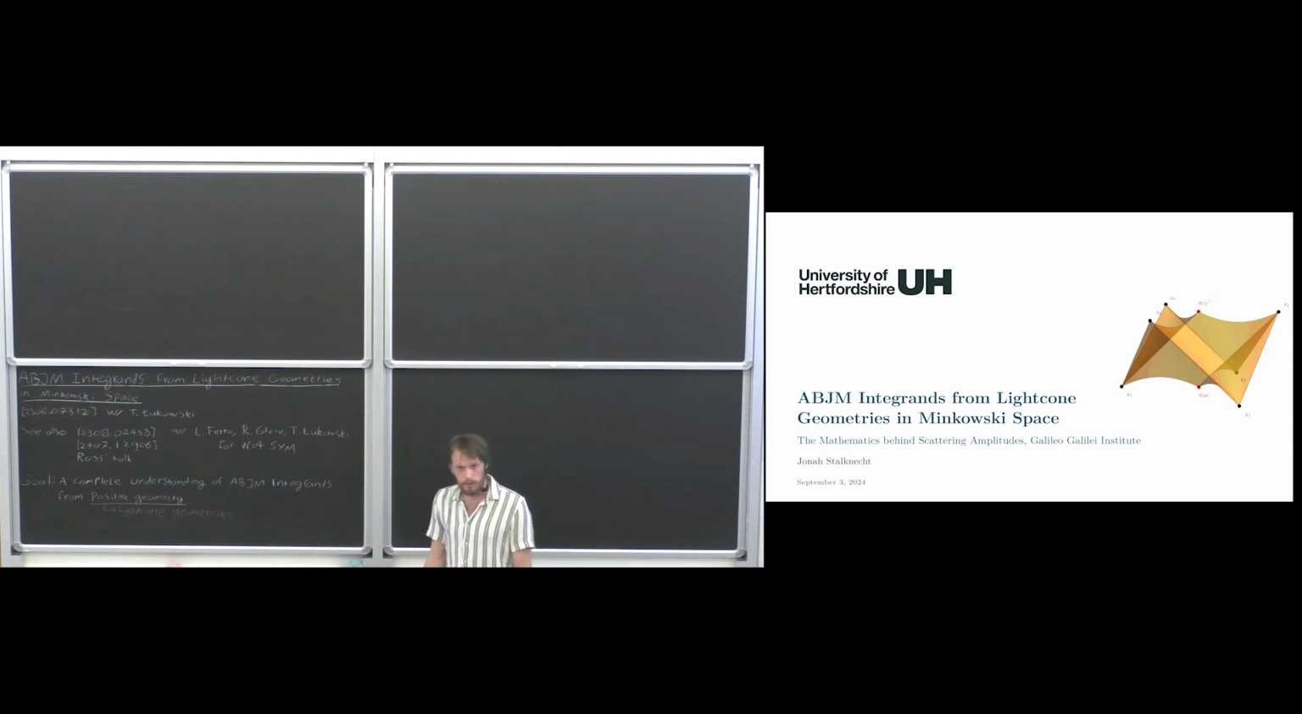And the goal of my talk today is to give you a complete understanding of ABJM integrands from the framework of positive geometries. And the specific positive geometries that we will discuss are what I call light cone geometries. I have a bit of a dual setup: it will mainly be a blackboard talk, but I will use the projector for images such as this on the right, which I'd rather not try to draw freehand.